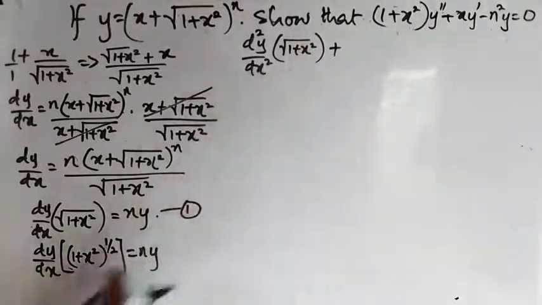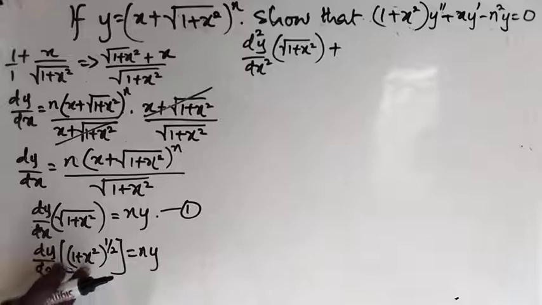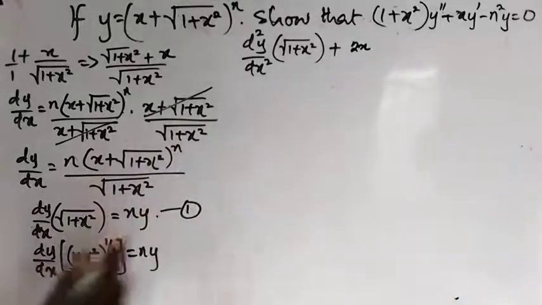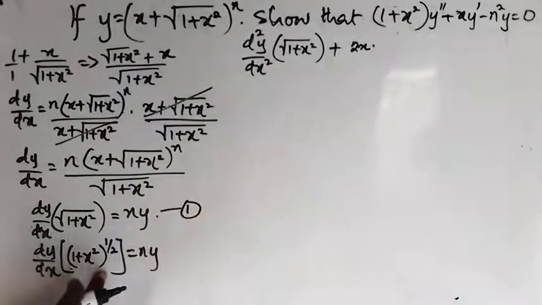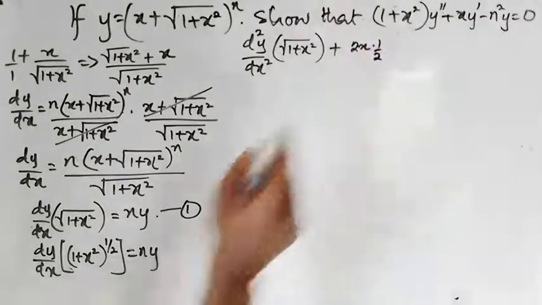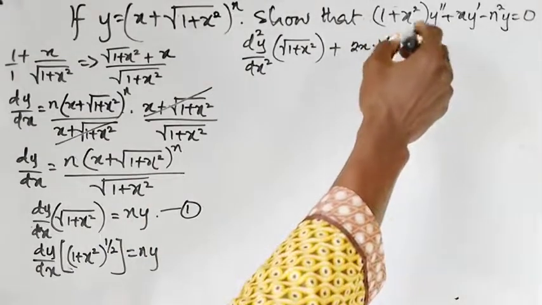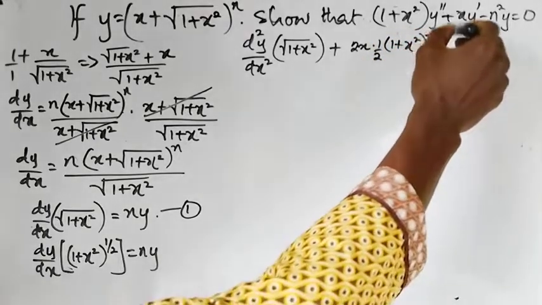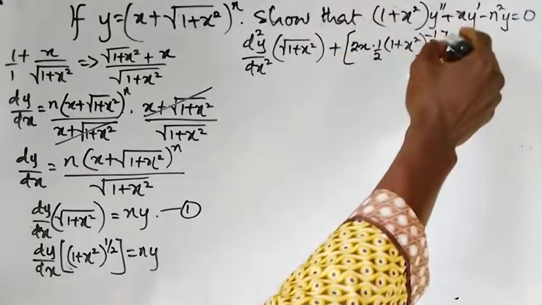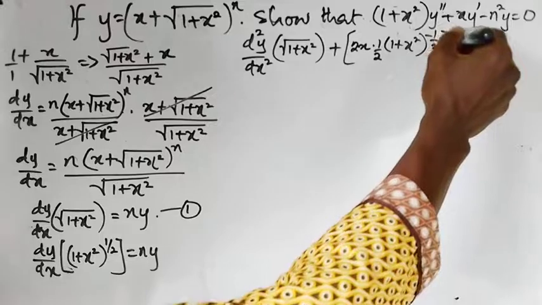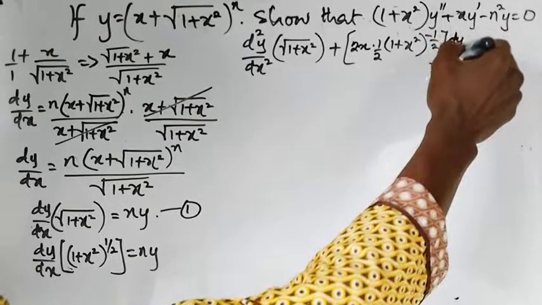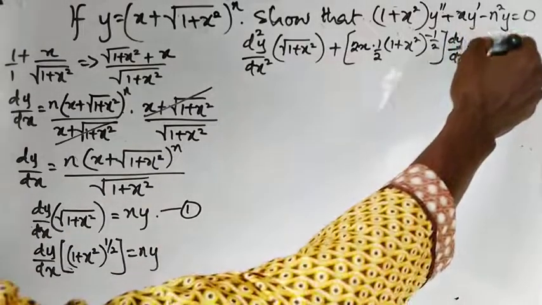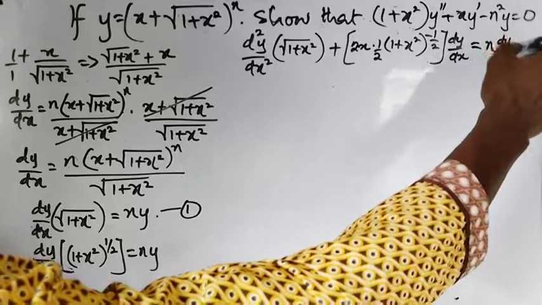Differentiating this, we differentiate what's in the bracket, which is 2x, times now differentiating the whole of this, which is 1/2 times (1 + x²) to the power of minus 1/2. Then the whole of this, we have dy/dx. Differentiating this also, we now have n times dy/dx.